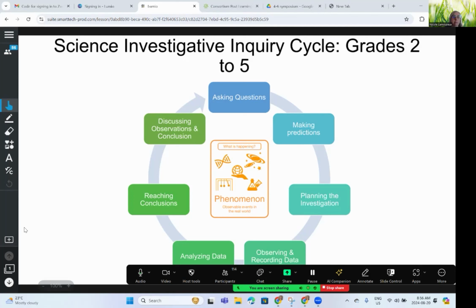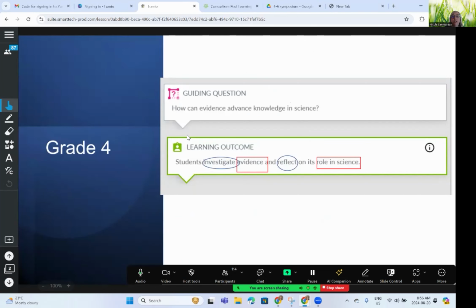Okay, looks like we're kind of stopped there. So these are the steps of the investigation cycle from grades 2 to 5. Grade 6 will have generating hypothesis. I'm going to walk through and then you'll have your own handout piece. Grade 4 begins with students investigate evidence and reflect on its role in science. So the concepts they're learning about are evidence and its role in science. We'll talk later about the difference between data and evidence. But what they're doing is investigating and then reflecting on its role in science. That's going to help them when they get to grade 6.